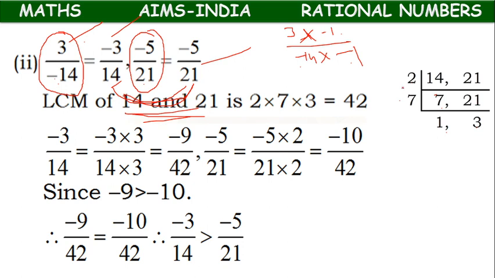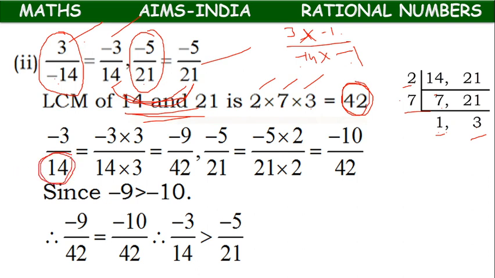So what is the LCM, children? 2 into 7 into 1 into 3. 1, no need to count. So 2 into 7 into 3. 2 7 times 14, 14 3 times 42. LCM is 42.